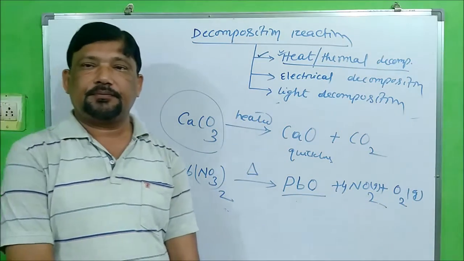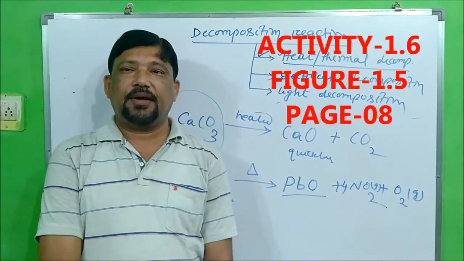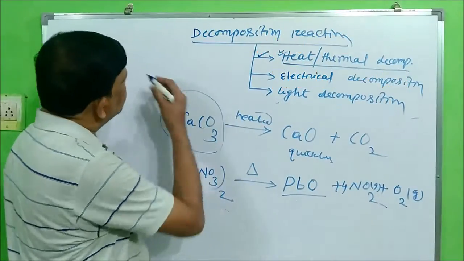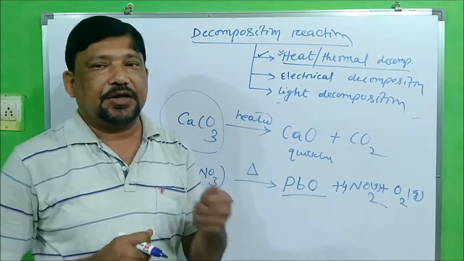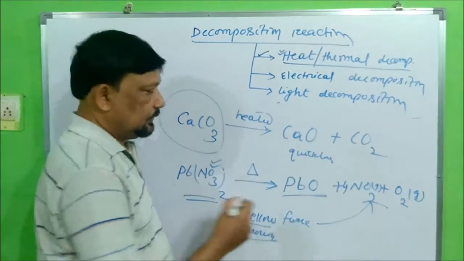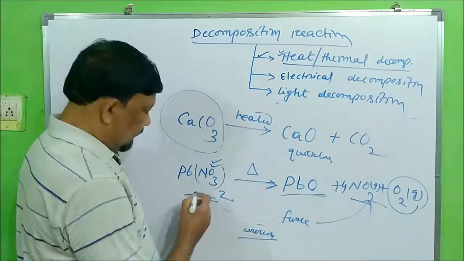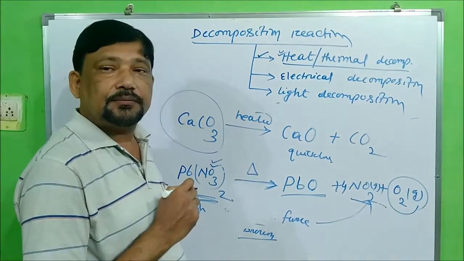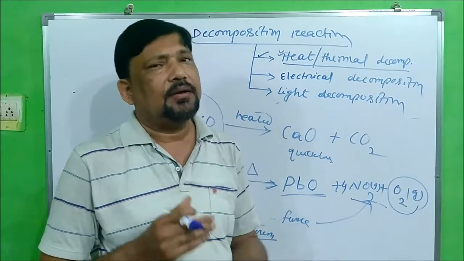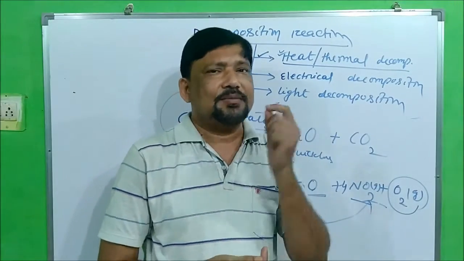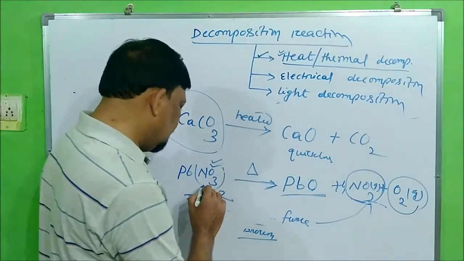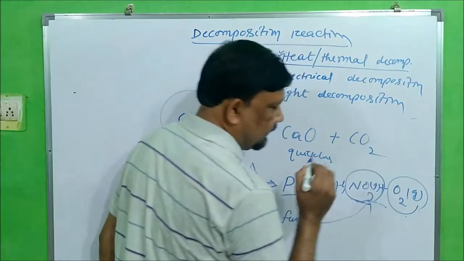Take another example, that is activity number 1.6, figure 1.5 and page number 8. Here, in the same framework of experiment, lead nitrate is taken in a test tube. It gives you lead oxide, nitrogen dioxide and oxygen. This is a white color chemical. When it is heated, it gives you a brown fume. That you can smell, or the color is visible. The fume color is visible to you, and that fume is because of nitrogen dioxide. So one chemical is broken down into 1, 2, 3 products.